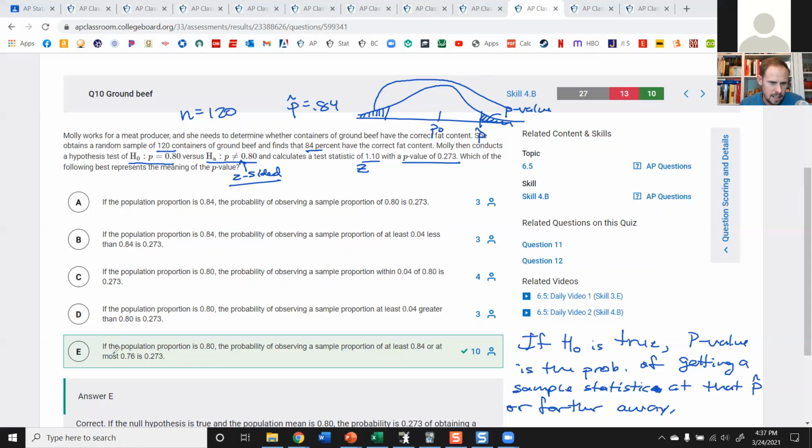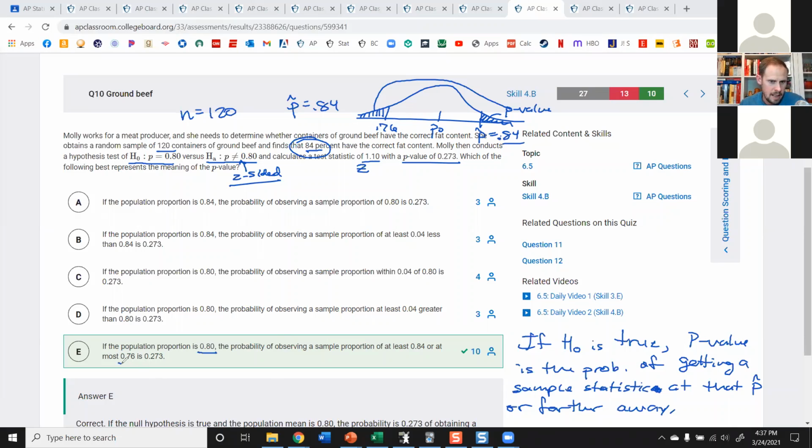So it is, if the population proportion is true, which is that 0.80, the probability of observing a sample proportion, sample statistic in this case, of at least 0.84, which is what we got, our p hat, or at most 0.76. So that would be what happens if you go down to the other side. Like this was going up 4%, and this would be going down 4%. All right, so this would be the at least 0.84, and this would be the at most 0.76 side over here.